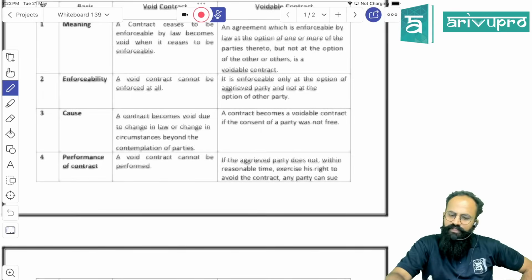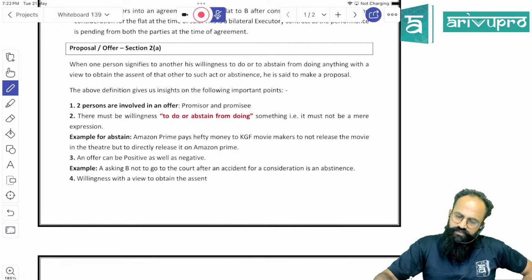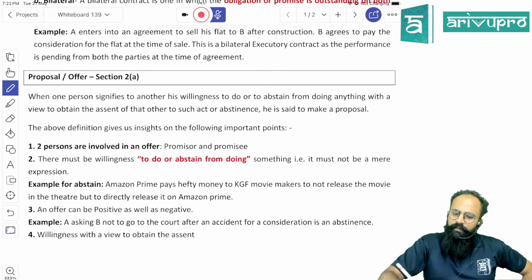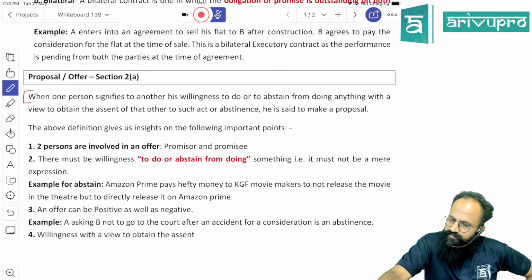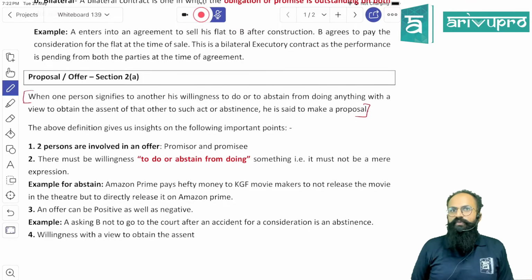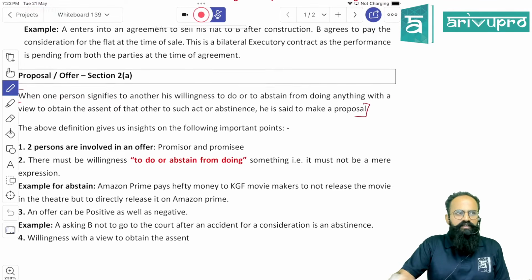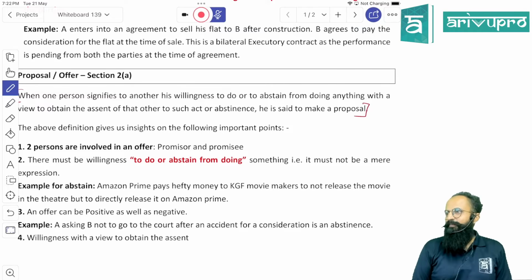Okay. People, this is the definition of offer. Able to see? Yes, this is the definition of offer. Can you help me interpret this sentence? That is the definition of offer. Can anyone explain this? We'll see.